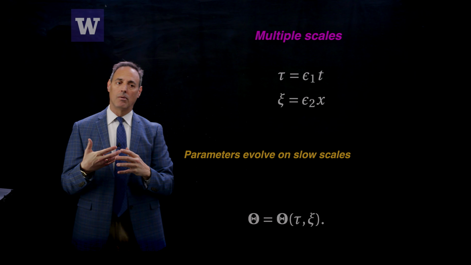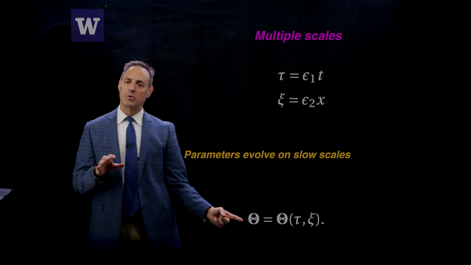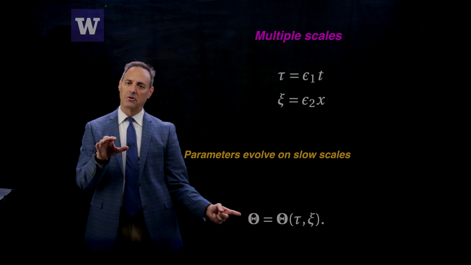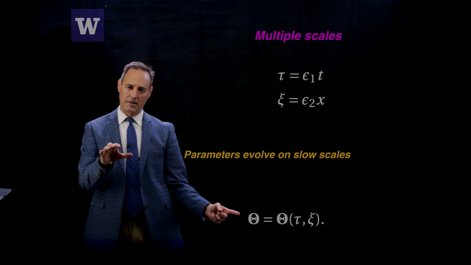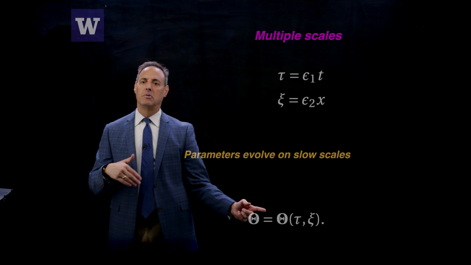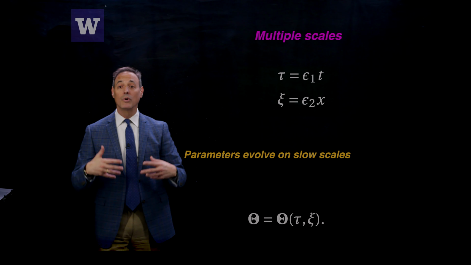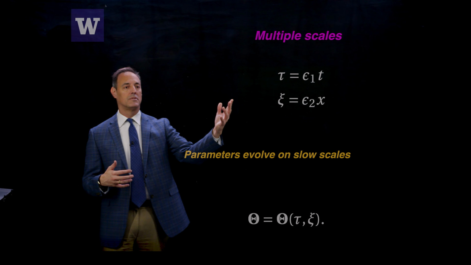And the big deal with that is that now the parameters theta that we talked about, which were considered constants before, parametrizing our leading order solution, are now functions of slow space and slow time. So they're no longer really constant. They depend upon these other variables.